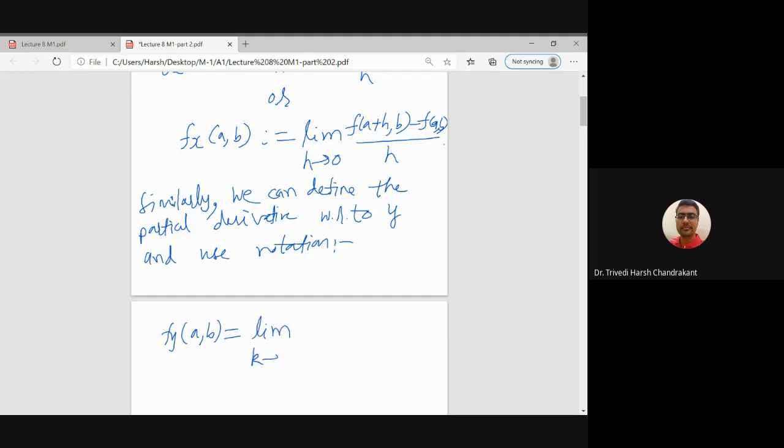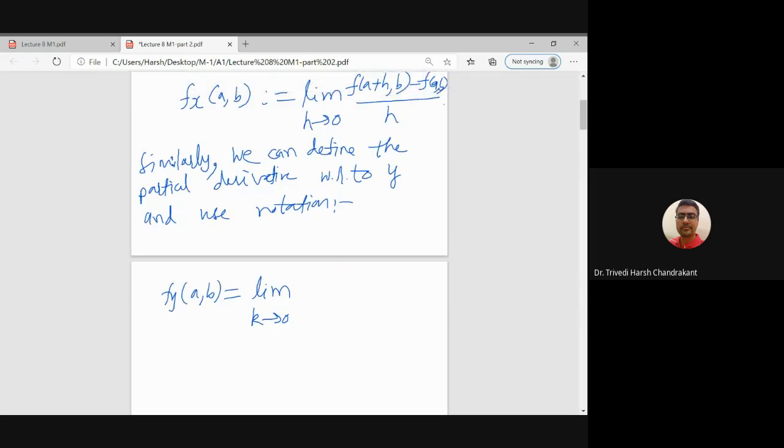limit k approaches to 0. So now h we have used for the derivative with respect to x. So for derivative with respect to y, we will use k. We may use h also, but usually in books you will find that for the other variable we essentially use k. So what we are changing is the second variable now. So we are taking slope in the second variable, and then we are taking limit of the slope. So that is the derivative.